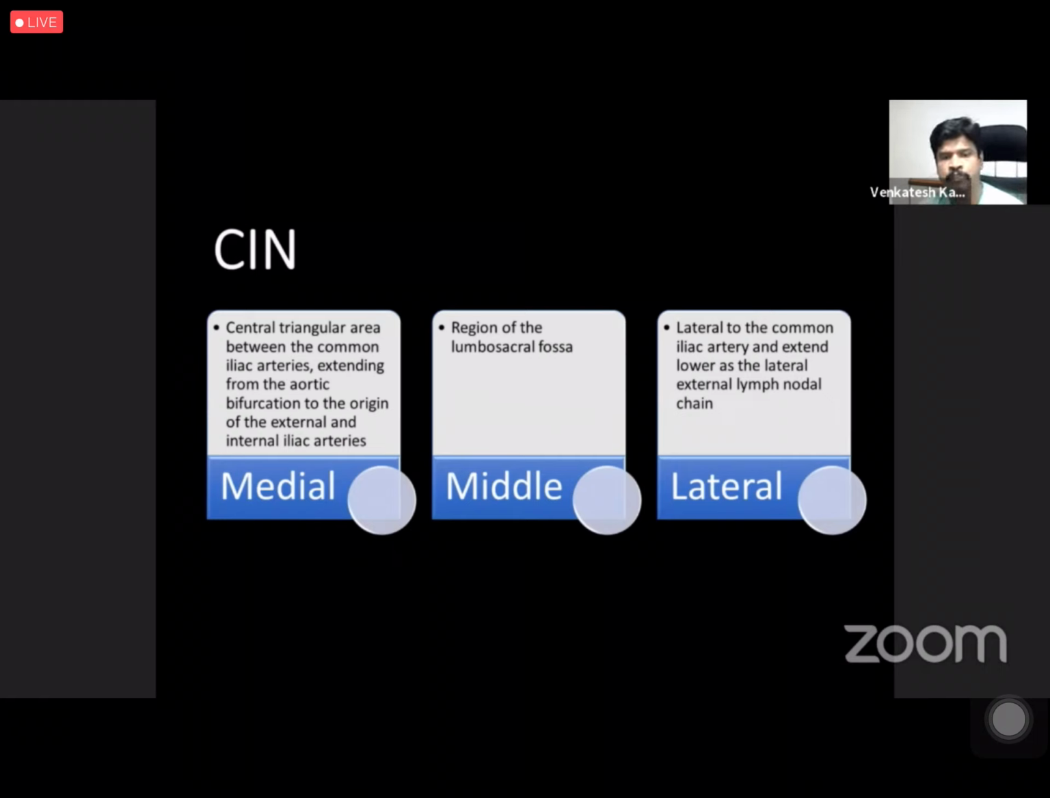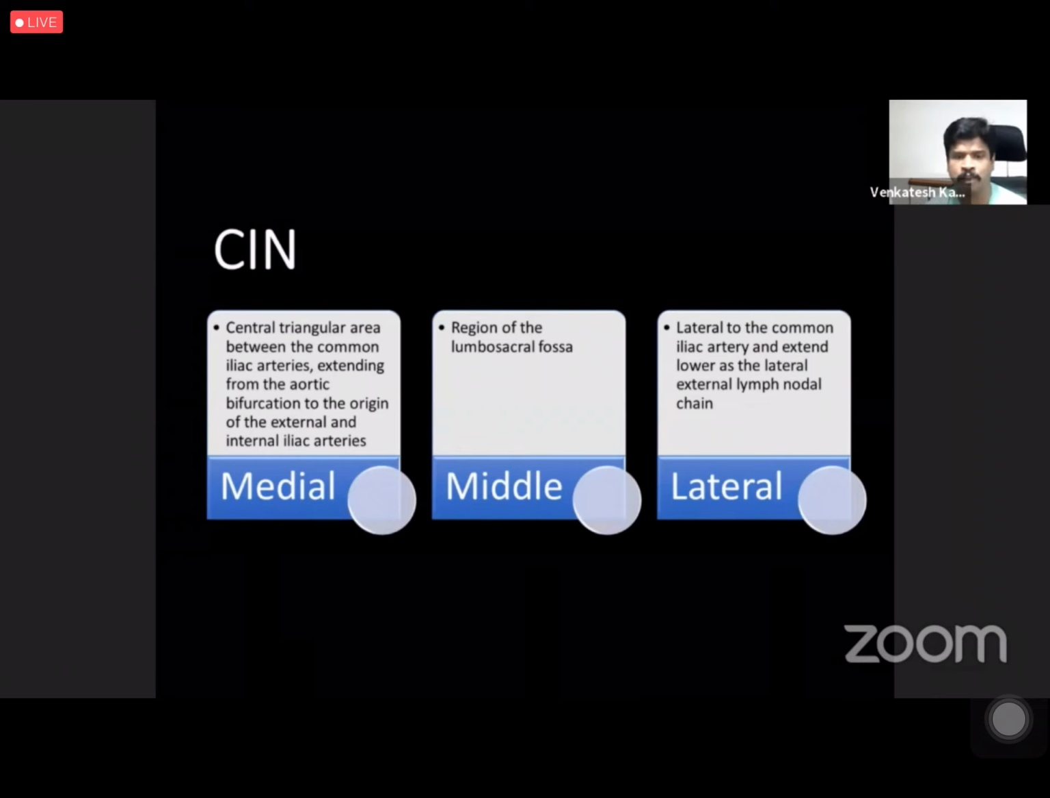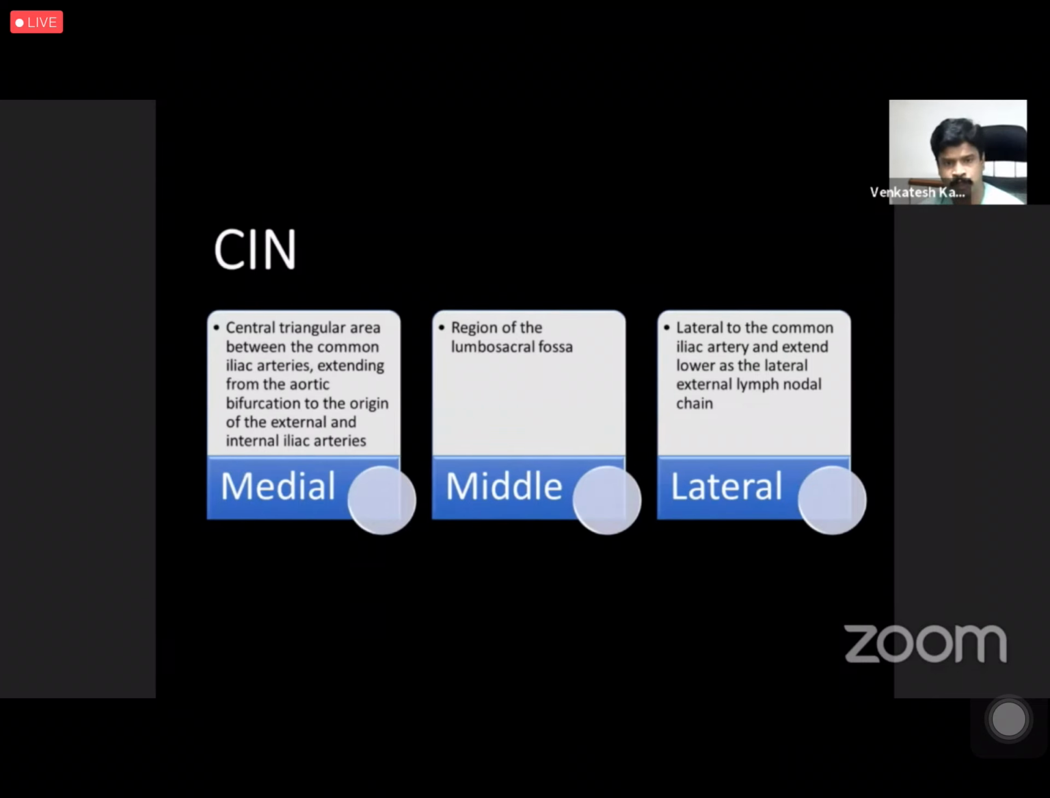While the middle group of lymph nodes are those seen in the region of the lumbosacral fossa. The lumbosacral fossa is bounded by the sacral promontory posteriorly, by the vertebra medially, the psoas muscle laterally, and the iliac vessels anteriorly. So when you are appreciating a lymph node at that level, that is called the middle group of the common iliac lymph nodes. And the lateral group of lymph nodes are those seen lateral to the common iliac artery and extending lower as the lateral external lymph nodal chains.